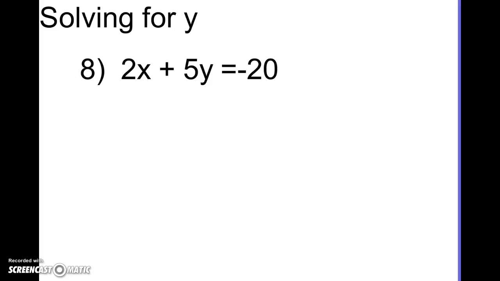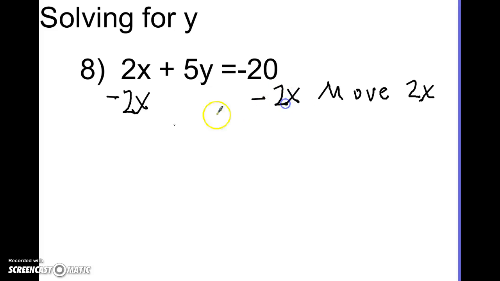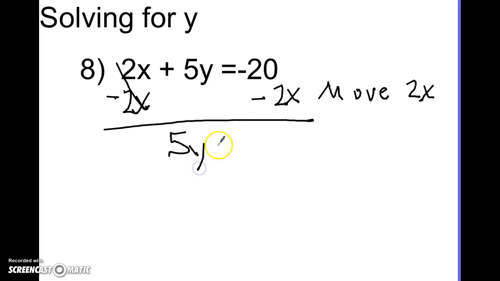On number 8 on tonight's homework, we have to get rid of the 2x and we have to get rid of the 5. And if we get rid of those two things, then we have just the y on that side. So we're going to move the 2x by taking the inverse of it on the left-hand side and writing it also on the right-hand side. That gets rid of the 2x. You have 5y on the left equals negative 20 minus 2x on the right-hand side.